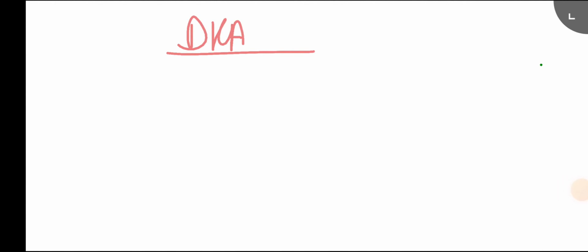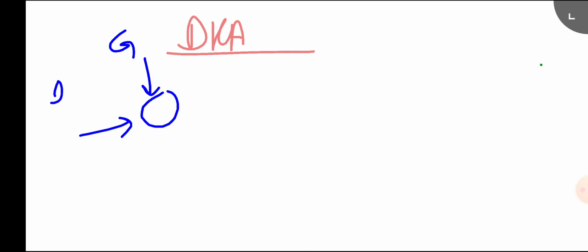Hi, this is Dr. Sham, and this lecture is going to be about DKA, and I'm going to make DKA super easy for you. So let's start with the pathogenesis. The first thing is that our cells utilize glucose and produce energy. But to utilize this glucose, the cells need insulin. When there's no insulin, the glucose is there, but the cells cannot utilize it.